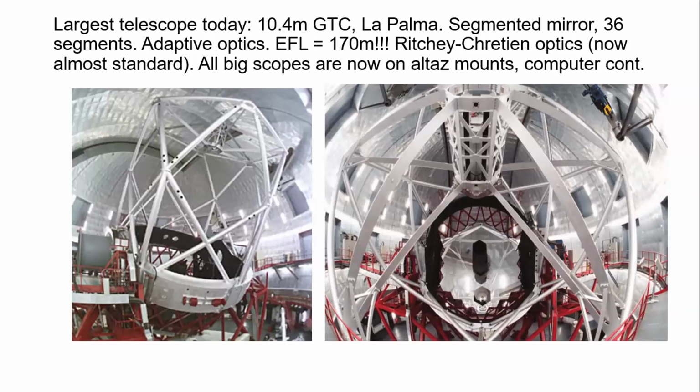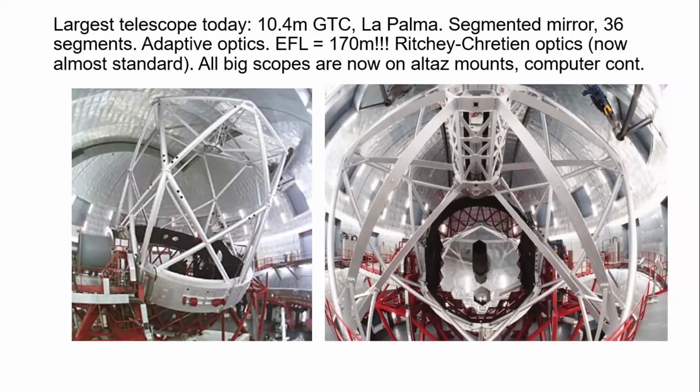And that brings us to what is currently the largest single telescope in the world today. Another very imaginative name: 10.4 meter diameter, and the name is the GTC, which stands for Gran Telescopio Canarias, because it's in the Canaries, La Palma. A segmented mirror, 36 segments, adaptive optics. I'll say a wee bit about the segments in a moment. The maximum effective focal length is 170 meters. And that's even longer than the big, long aerial telescopes that they used in the Hungarian design. Ritchey-Chrétien optics, now almost standard.